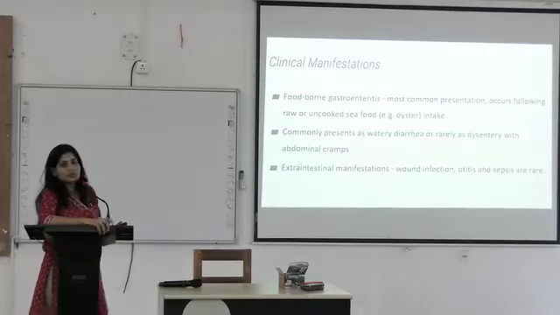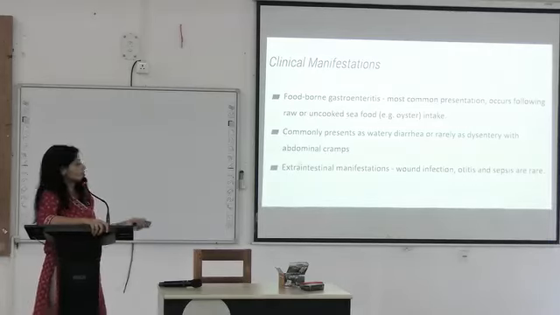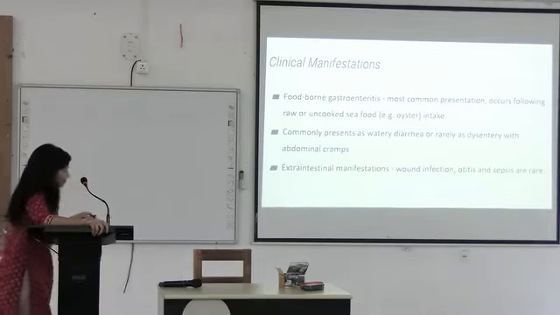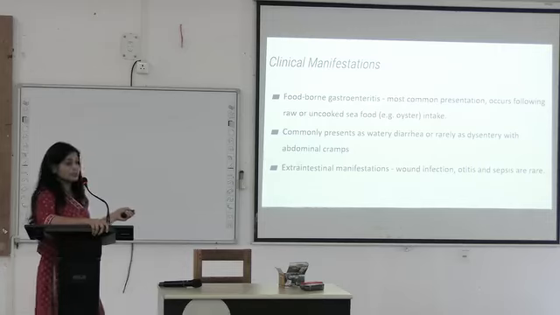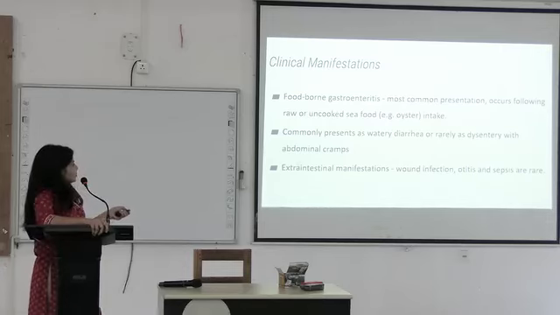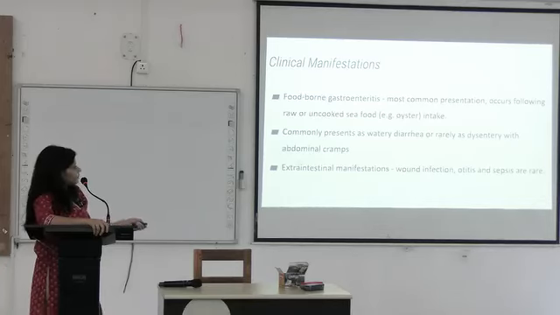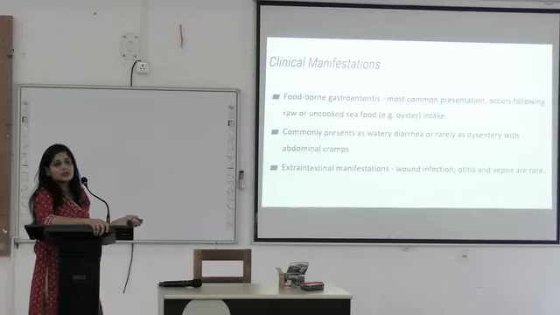Clinical manifestations caused by these halophilic vibrios: they can cause foodborne gastroenteritis, mostly by the consumption of seafood, and they present as watery diarrhea or rarely as dysentery with abdominal cramps. What are the extraintestinal manifestations that you can see? Wound infection, otitis or sepsis. Remember these: wound infection, otitis and sepsis. We did not discuss all this in Vibrio cholerae.